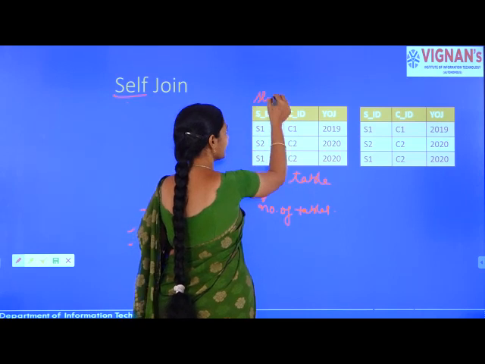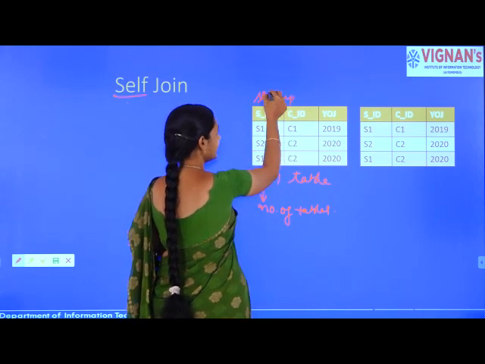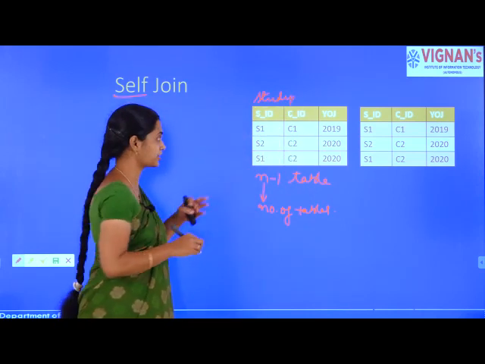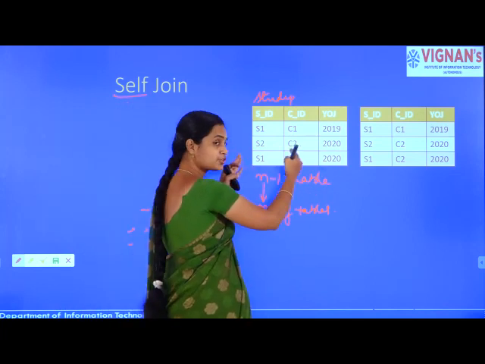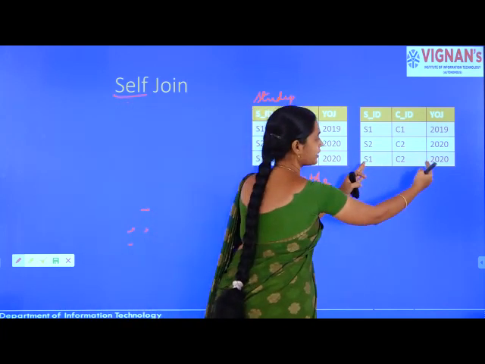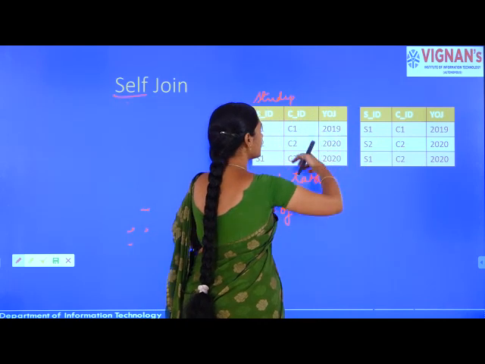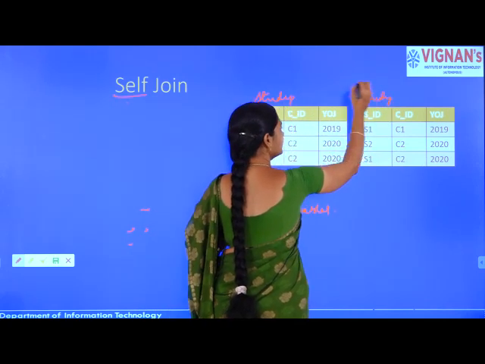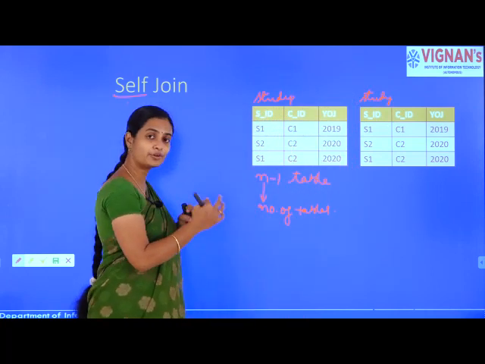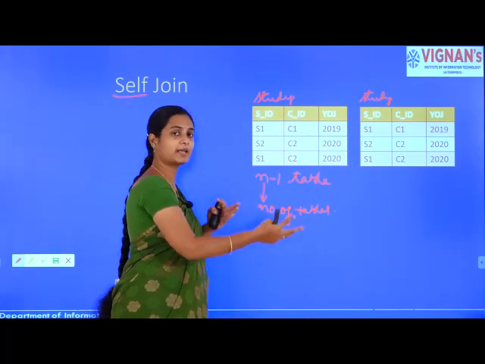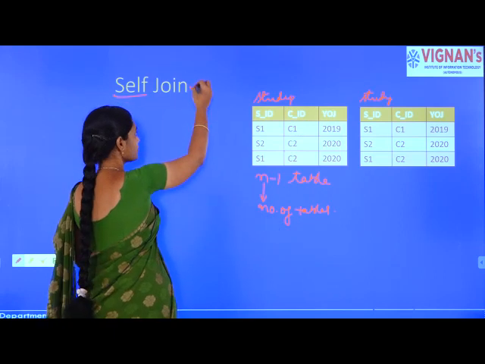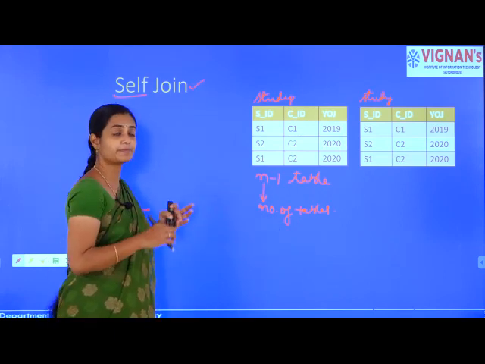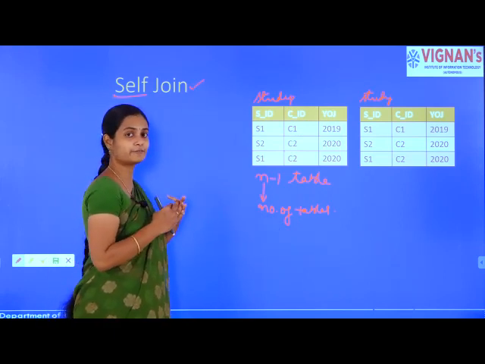So here we will take study relation. The same relation should be cross product, cross joined with the same table. Okay, with the same table. When I want to join the same table, then I need to use this self join. Okay, but where do we use this self join?